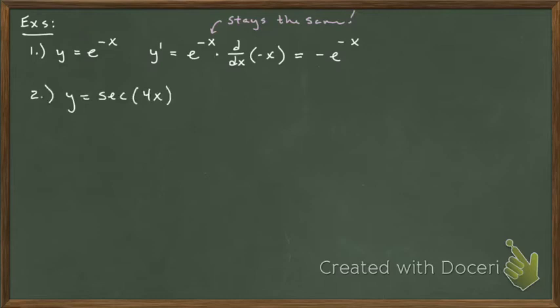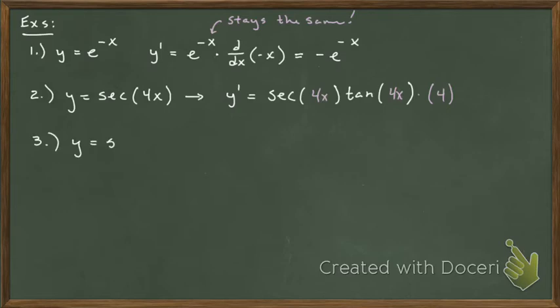Second example, secant of 4x. Okay. Outside in, I take the derivative of secant of something. Y prime here would then be secant tangent. Derivative of secant is secant tangent. So these 4x's have to come along for the ride, but I also then need to multiply by the derivative of the inside. The derivative of 4x is a 4. Okay? There's not a lot I can do to simplify this. So let's go on to the next one.